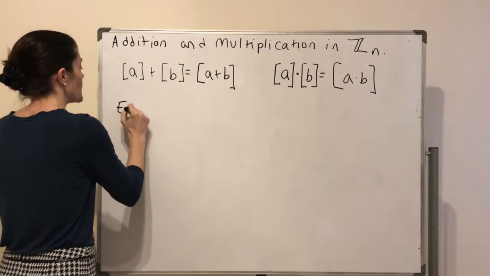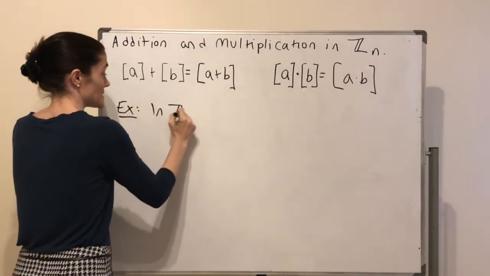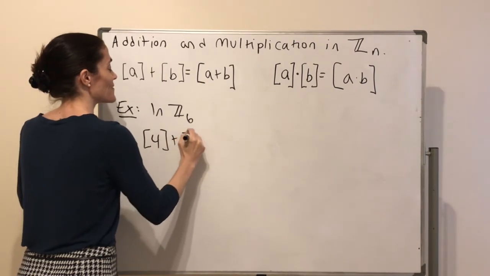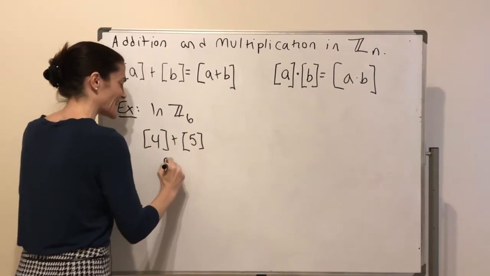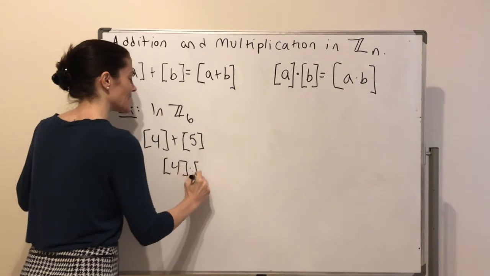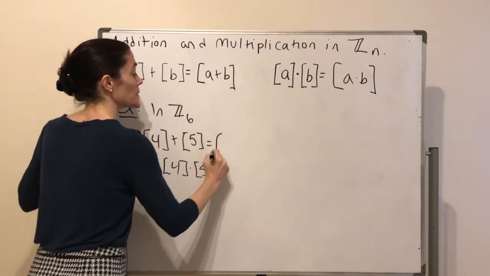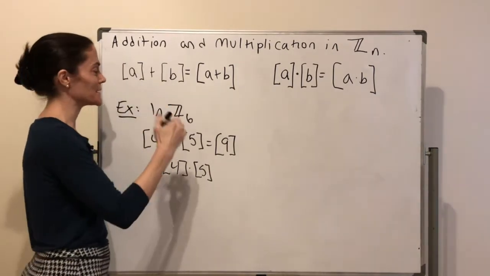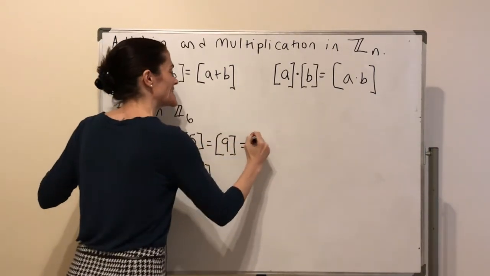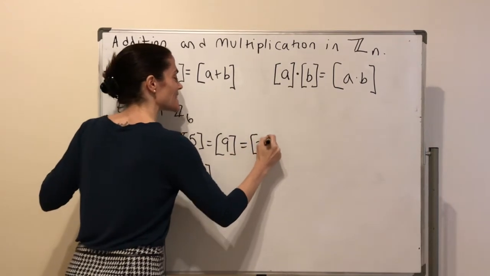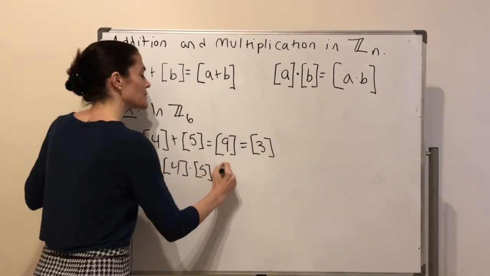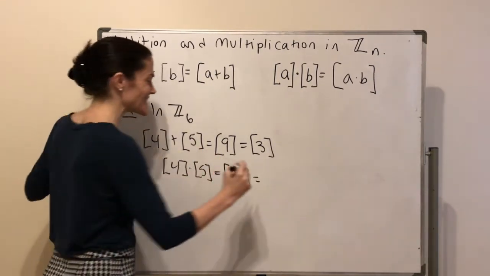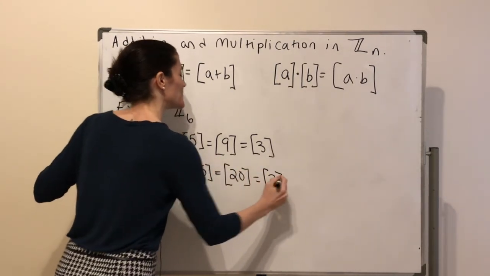For example, in Z6, if we take the class of 4 plus the class of 5, and the class of 4 times the class of 5, this would be the class of 9, but we want to represent this as an integer between 0 and 5. So mod 6, this is the class of 3. And similarly, this is the class of 20, but mod 6, this is the class of 2.